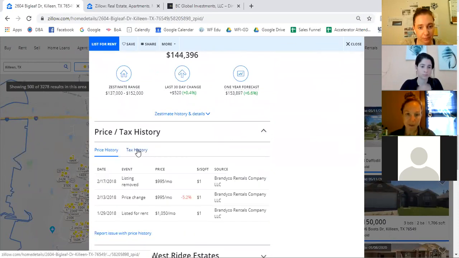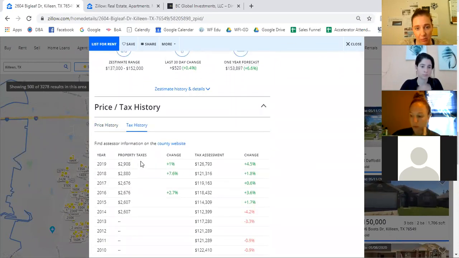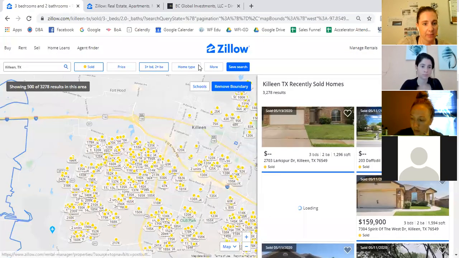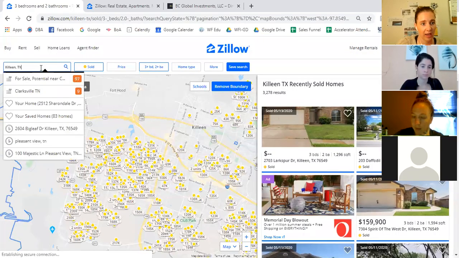And this will list out your property taxes. So your property taxes last year, $2,908. So you'll need that number. So write that down. We'll put that on the analysis document here in a second. Okay, so now we're going to look at how much we think this could rent for.